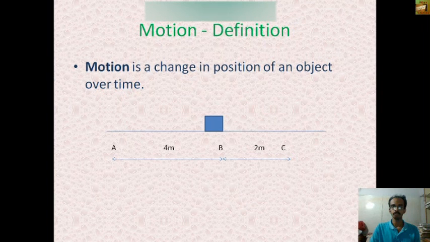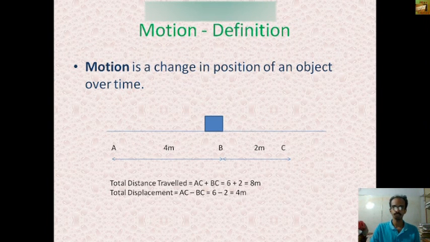In this case, the body has traveled a total distance of 8 meters. That is from A to C, 4 plus 2, that is 6 meters. Then from C to B, 2 meters, that is 8 meters. But the displacement of the body is only 4 meters. What we can observe is that in the case of displacement, direction of travel is also taken into account. Displacement is a vector quantity while distance is a scalar quantity.